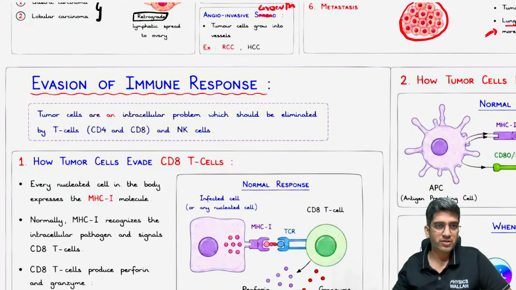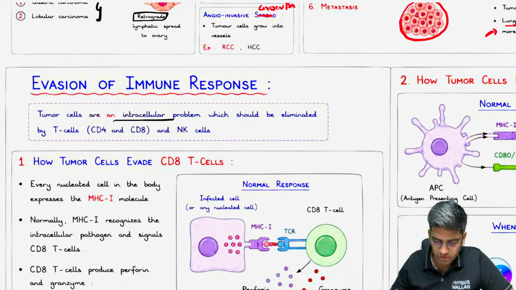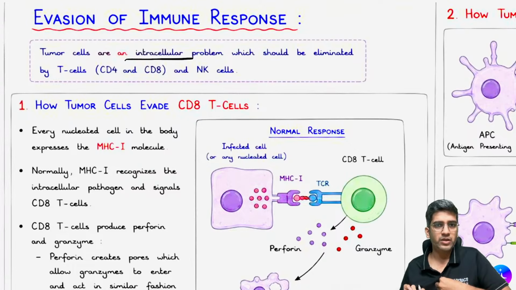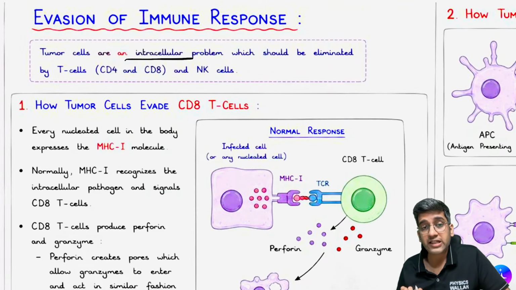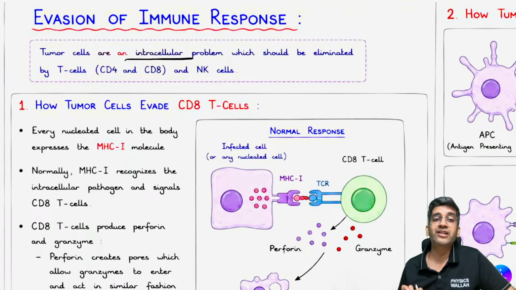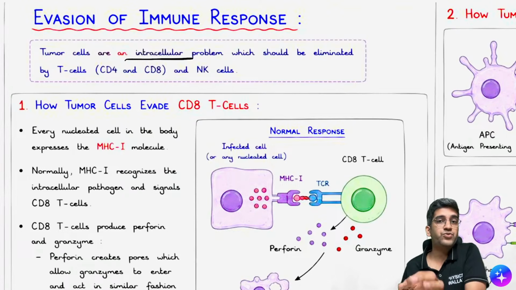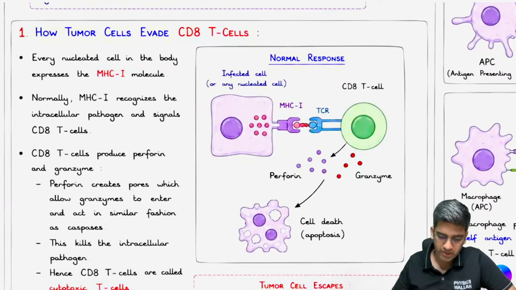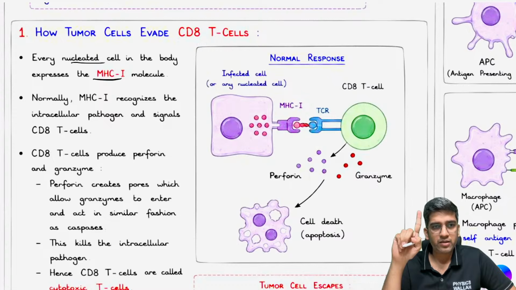Simple answers. Tumors are intracellular pathogen. Yes, they are a problem due to mutation. They are a problem inside the cell. They should be eliminated by T cells or NK cells without doubt, because these are the warriors against intracellular organisms like tuberculosis, viruses, right? How does a tumor escape CD8 cells? How does a tumor escape CD4 cells is what we are going to see. Fine. First, every nucleated cell in my body has MHC1 molecule, right?